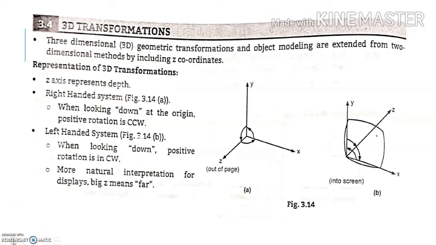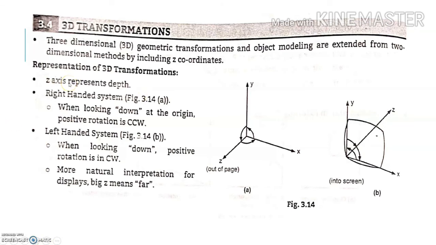First of all, we will see what we mean by three-dimensional transformation. It is also called 3D. 3D is a geometric transformation and object modeling extended from two-dimensional methods by including the Z coordinate. In 2D we have studied that we have X coordinate and Y coordinate. In 3D, we have one more coordinate, that is the Z coordinate.